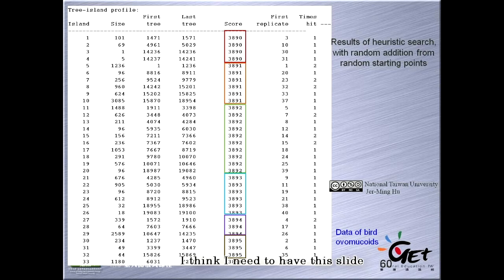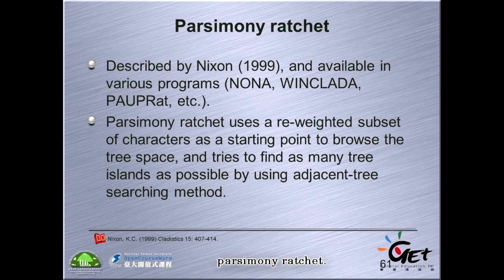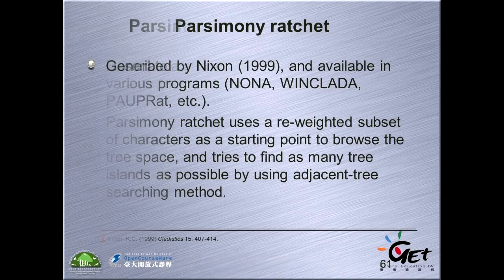I think I should have put this slide a little bit further before. Let's go back to the parsimony ratchet. It was developed by Kevin Nixon from Cornell University. And he also incorporated it into his program Nona WinClada, and somebody else into PAUP-Rat. And the process is like here.